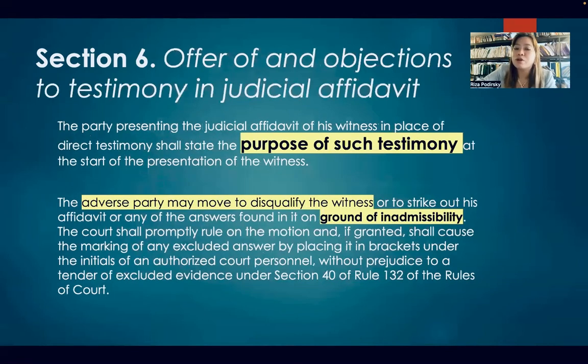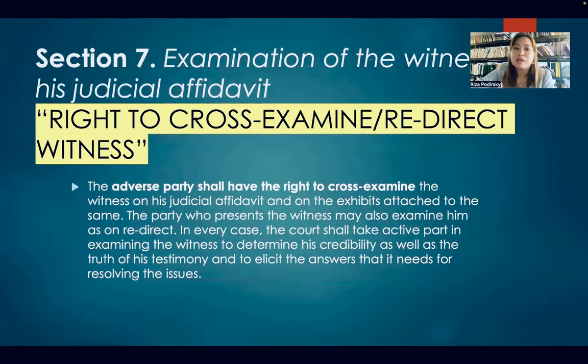Section 6, offer of and objections to testimony in judicial affidavit. The party presenting the judicial affidavit of his witness in place of direct testimony shall state the purpose of such testimony. What is the purpose of taking this testimony? It must be stated in the judicial affidavit. So the adverse party may move to disqualify the witness on the ground of inadmissibility.